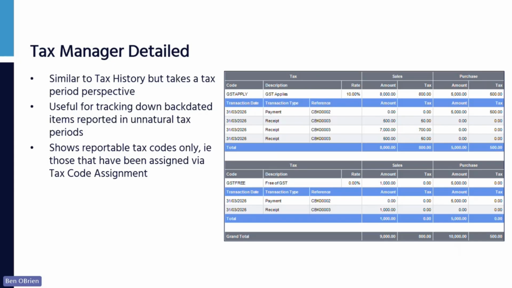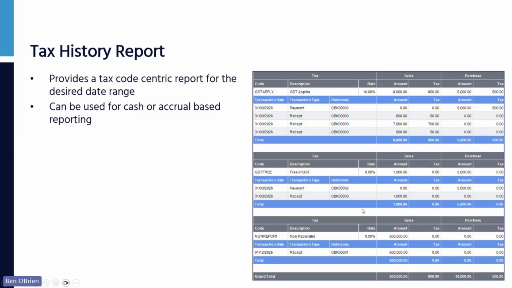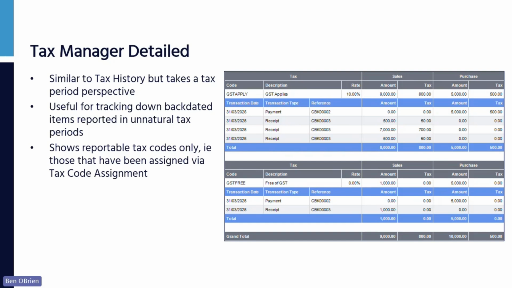So if I flick back to the previous slide, you'll see I've got my non-reporting tax code coming through my tax history report because it's not based on my tax period reporting. But when I do my tax manager detail, which is based on my tax period reporting, I don't actually see my non-reportable tax code because it hasn't been subject to reporting. So it's not assigned to a tax box as such. So that's a little bit of a difference there. But again, if there is something to reconcile, you may be using a combination of these reports to try and get to the bottom of it. So just bear in mind that they do exist and have subtle differences in the way that they work.